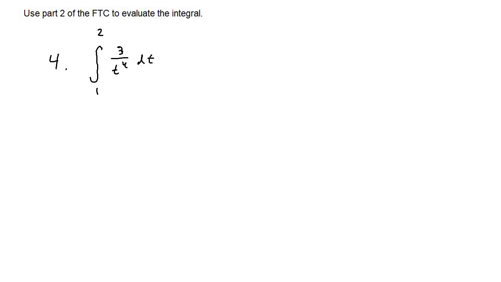Now for number 4, we have the integral from 1 to 2 of 3 over t to the 4th dt. Now in order to use the power rule, we have to move this exponent up top of the numerator and make it negative. So I'm going to rewrite it as the integral from 1 to 2 of 3t to the negative 4th dt. So now we can go ahead and use the power rule. Remember, 3 is just a constant, so I can take that outside of the integral as well.